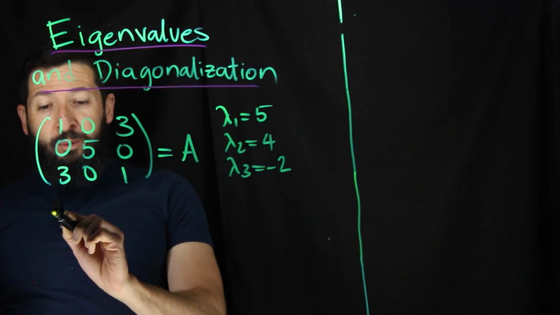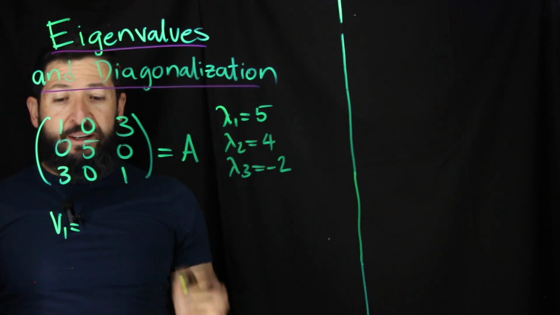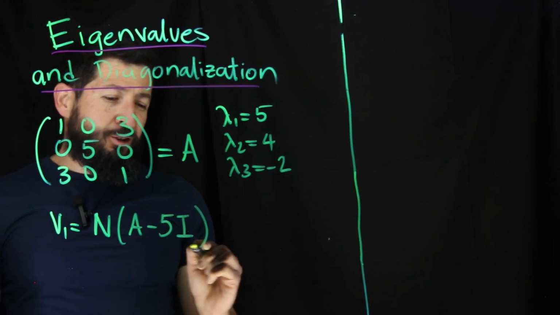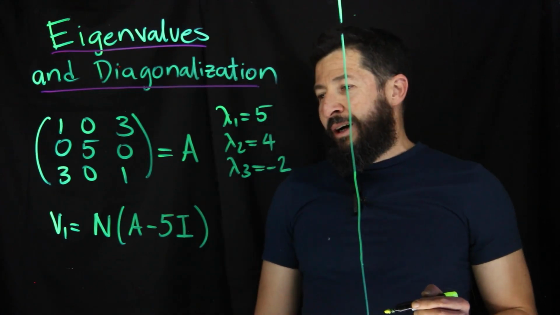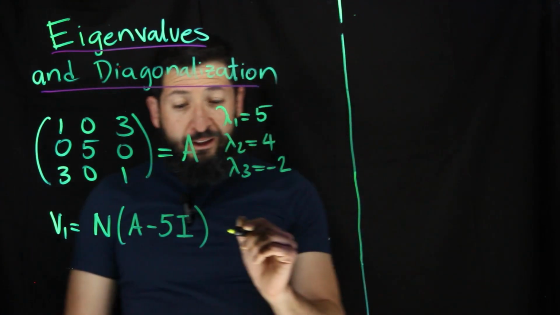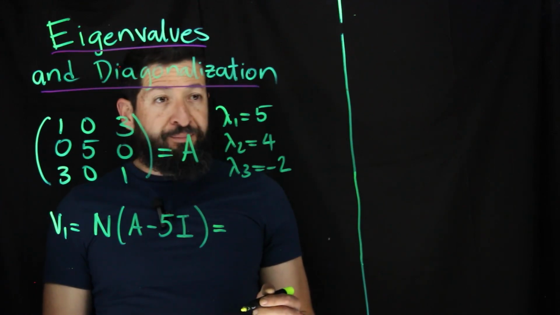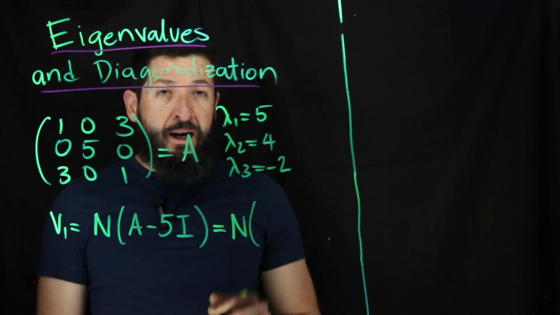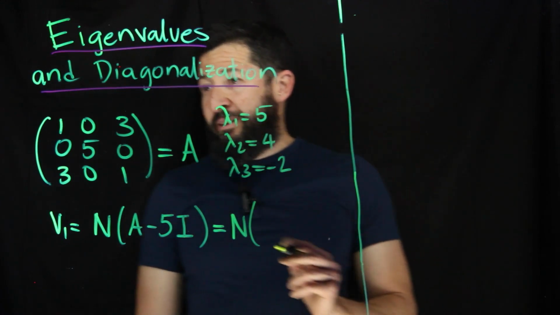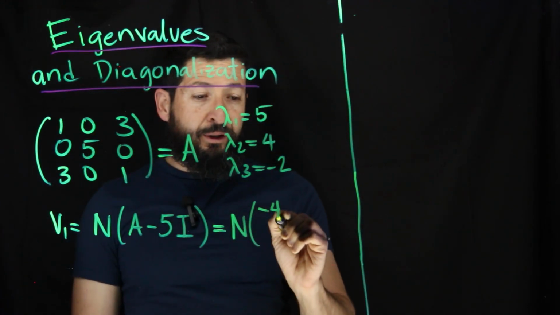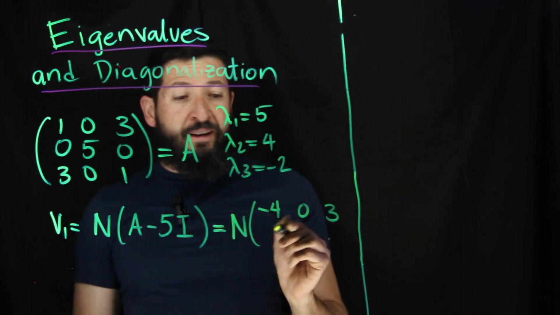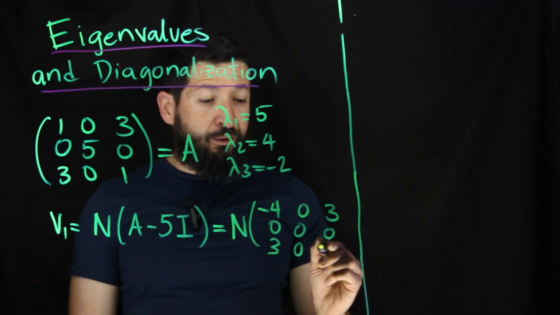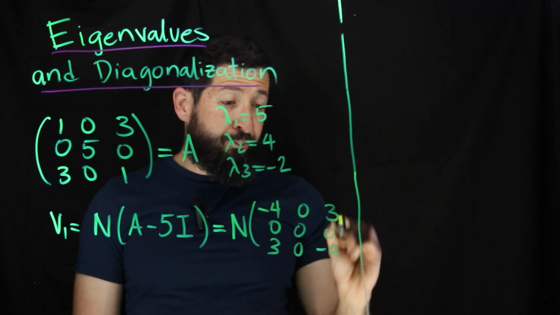The eigenspace corresponding to eigenvalue 5 is going to be the null space of the matrix A minus 5 times I. You're just replacing lambda with 5, and instead of the determinant you're doing the null space. So you're subtracting 5 along the diagonal. This is the null space of the matrix 1 minus 5, -4, 0, 3. Now subtracting 5 here is going to be 0, 0, 0. This one we keep, this one we keep, and then we subtract 5 here, which is going to be -4.